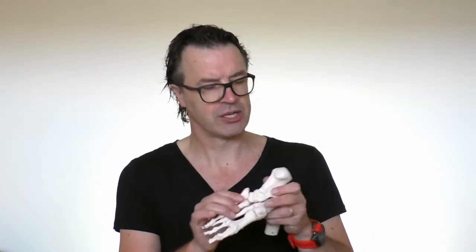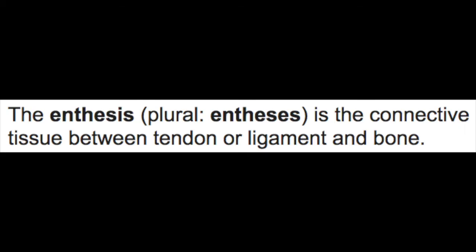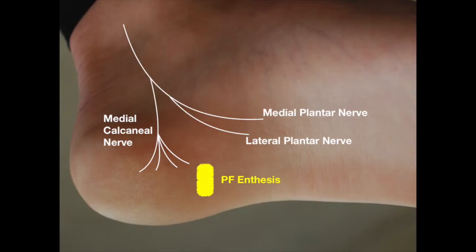Okay, now back to the promise of today's blog, which is clarity on the actual anatomical structure that is directly involved most commonly in plantar heel pains. And that is, the evidence tells us that it's the enthesis that causes our patients grief. Now, enthesis is defined as the connective tissue between tendon or ligament and bone. You can see here exactly the enthesis of the plantar fascia and where it's located.